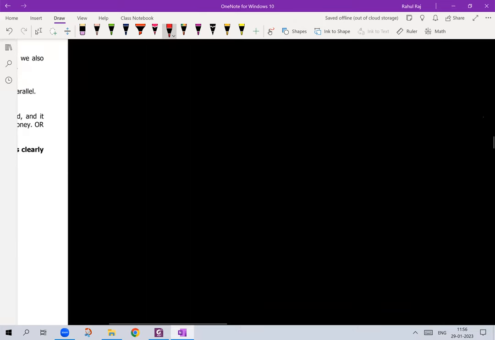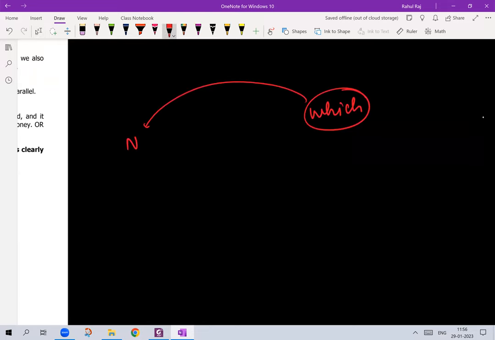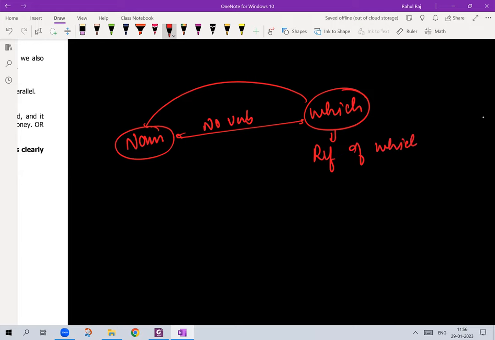The point is, I've just told you, be very sure that which is a pronoun. If it refers back to a noun, this is only valid for which. I'm trying to teach as little as possible. And then there's the second thing that I've taught you about which. If which refers back to a noun, you should ensure that there is no verb in between. And the reference of which is decided by the clause that follows which. I'll clear this in the later part.